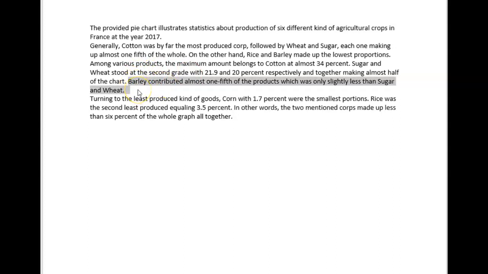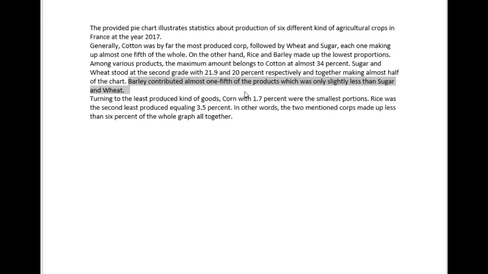Barley was one of the least produced crops, right? And then you said it contributed almost 1/5 of the product, which was only slightly less than sugar and wheat. Now, that confuses me. What are you telling me? I'm not really sure what that sentence means. Which are the products that were only slightly less than sugar and wheat? It's just a little vague, okay? Anyway, let's look at the rest of it.